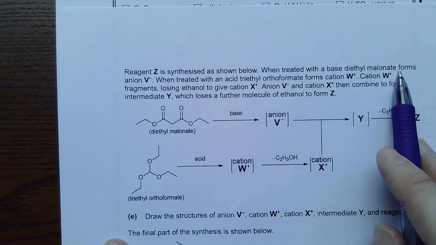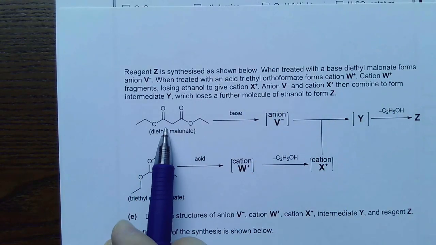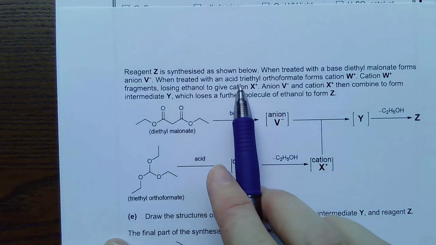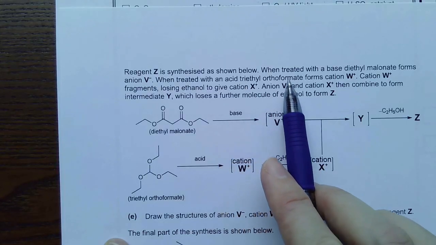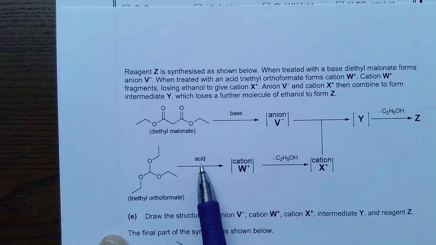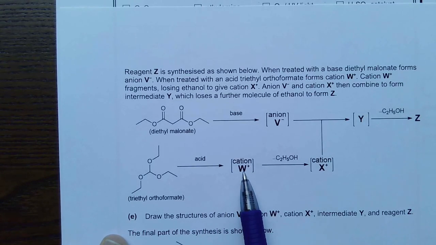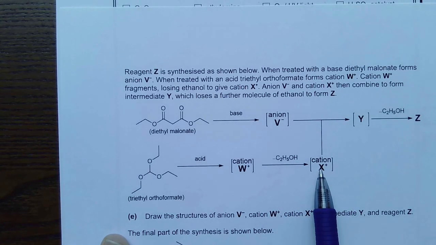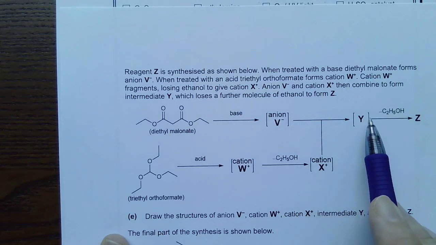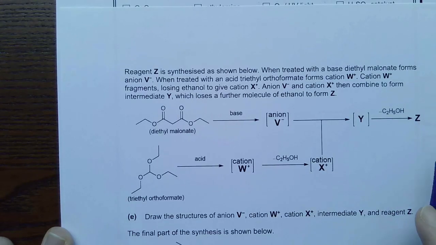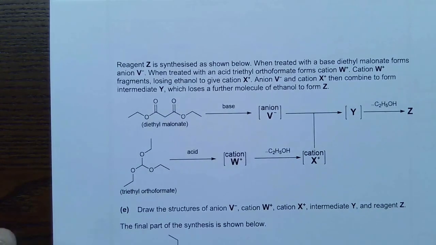When treated with a base, diethyl malonate forms anion V-. So this is diethyl malonate. I add a base and I get an anion. And then when treated with an acid, triethyl orthoformate, so that's this funny looking thing here, I react that with an acid and I get a cation. Then it fragments by losing ethanol to another cation, and then these two react to make that, and then I lose another alcohol to make my final product. Okay, so complicated. All right, now this is where it starts to get tricky.